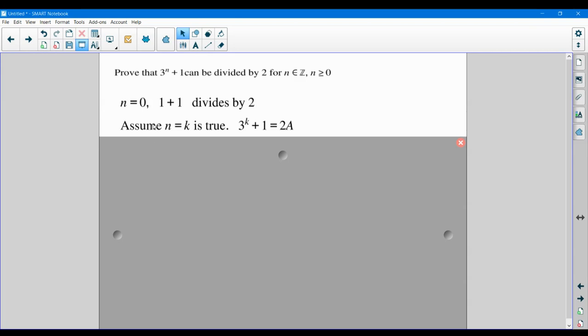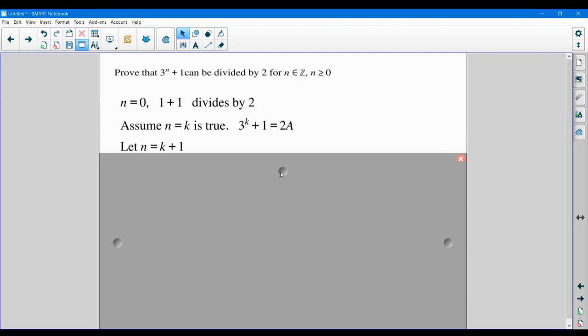Now the next line, quite important how I set this up. N equals k is true. So 3 to the power of k plus 1 divides by 2. So that gives me a multiple of 2. So it could give me 2 times something. And that's going to be used later.